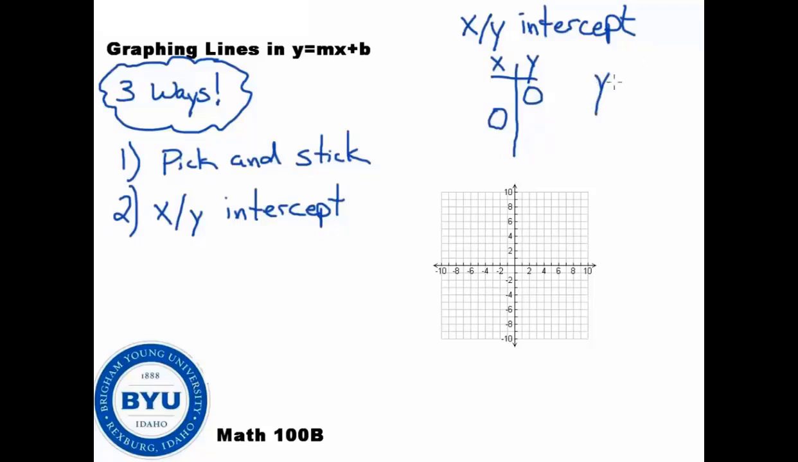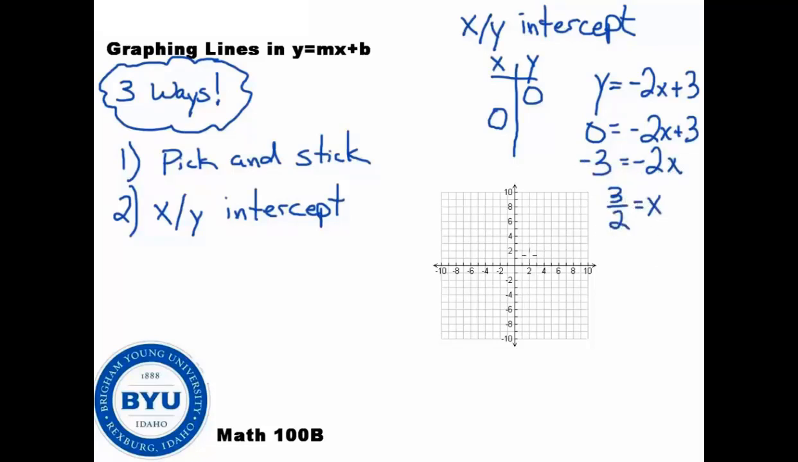So if we did the same line, y equals negative 2x plus 3, first we let y equal 0, so we'd put 0 in for y, and we need to solve for x. I'd subtract 3 and then divide by negative 2, so I get x equals 3 halves, which is 1.5. So I'd graph that. This is the x-intercept, and it's at (1.5, 0).